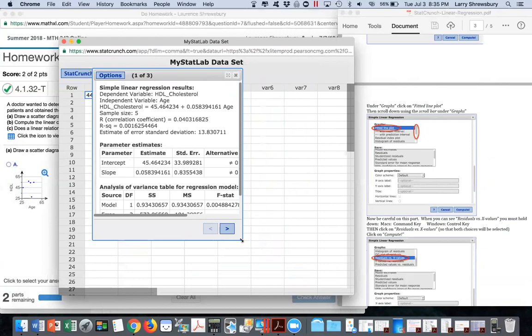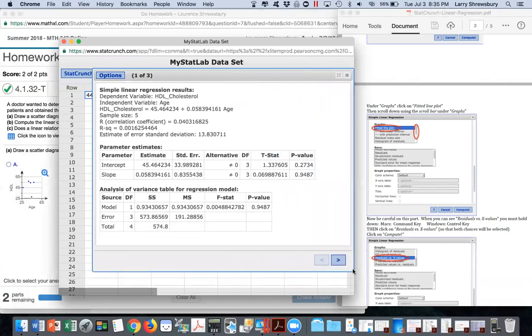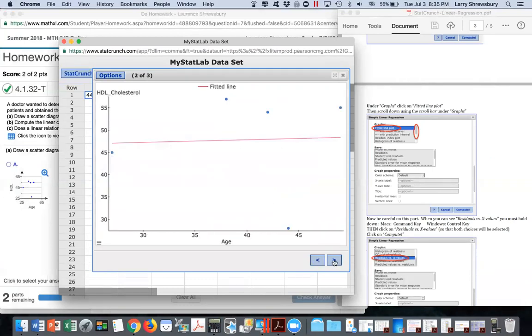Now you see all this stuff here with p-values. Just ignore that. You won't be using any of that until you're in the second term of statistics. But if I click this right arrow, this is my scatter plot with the line of best fit in there. And if I click the right arrow, this is the residual plot.